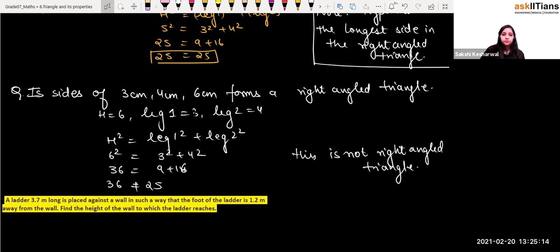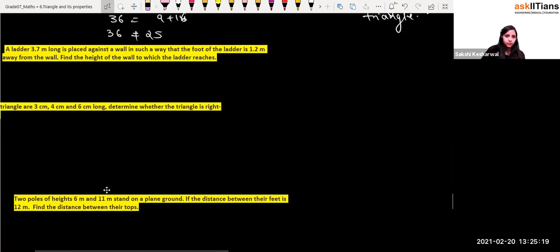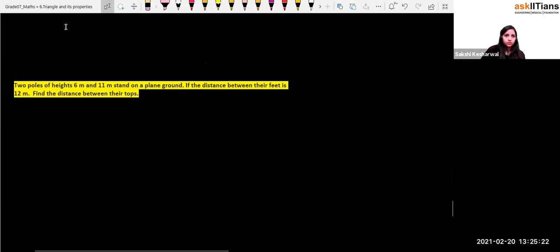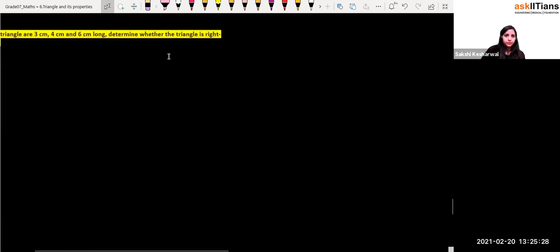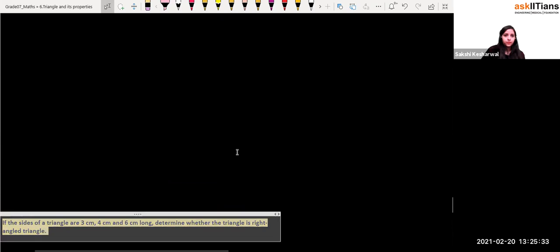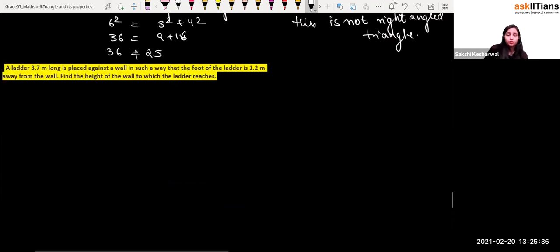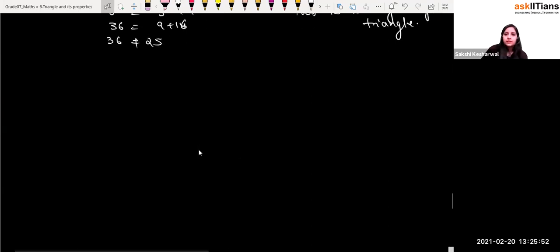Now, what happened now? What is the question? There are so many questions which have been piling up. Wait a minute. Just see what the question says over here. It says that if the ladder is 3.5 meter long, is placed against a wall in such a way that the foot of the ladder is 1.2 meter away from the wall. Before doing this question, I really want to do one more question with you.